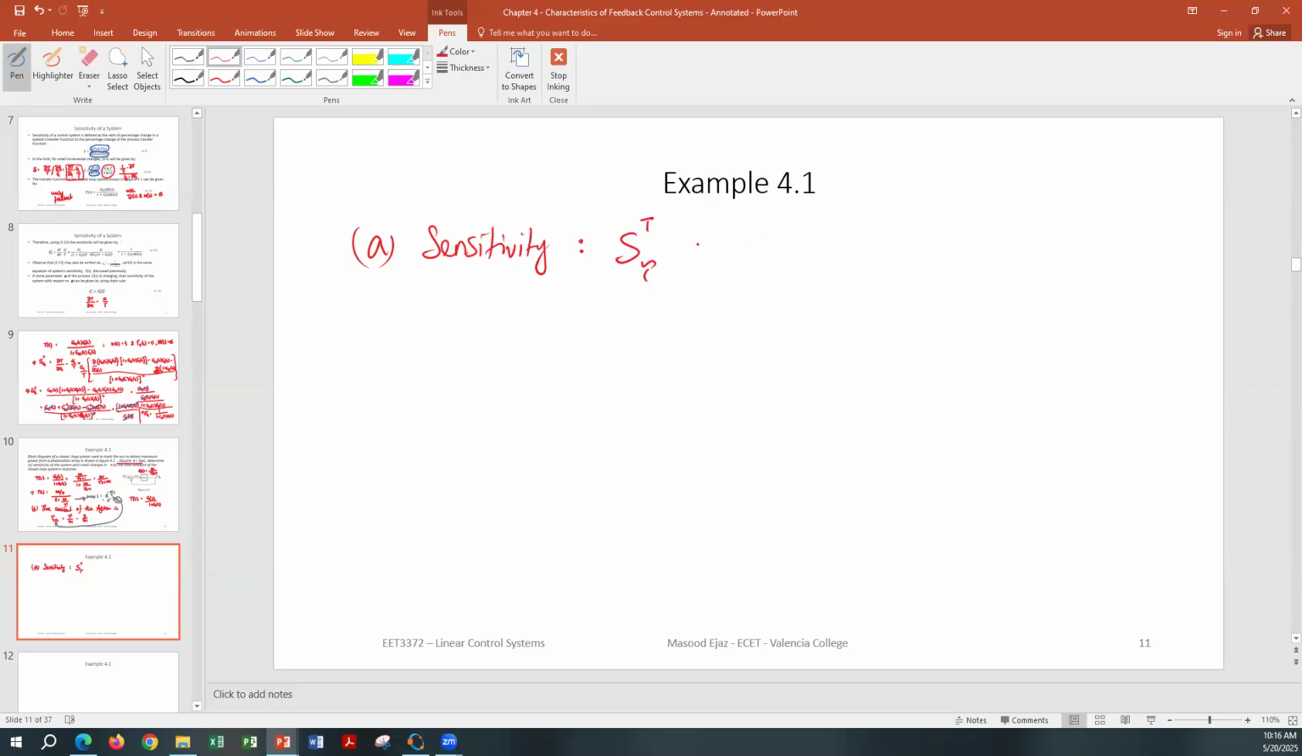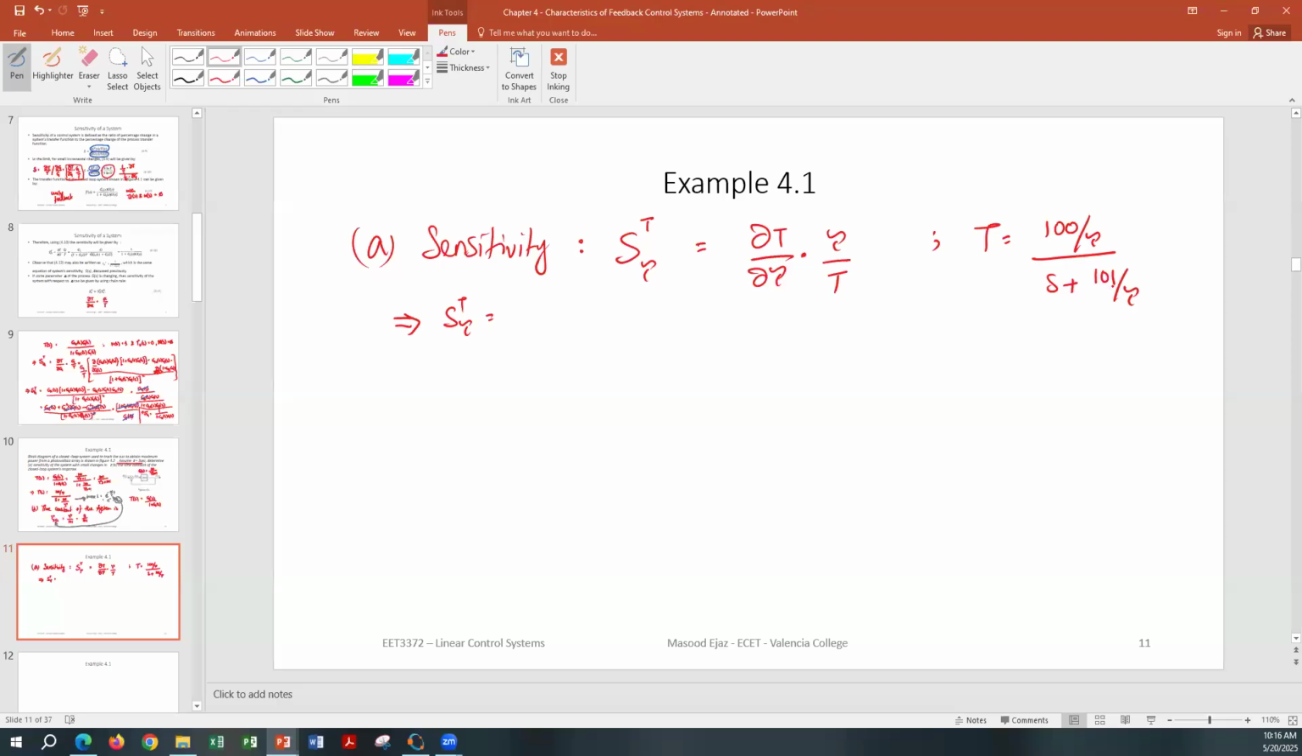So instead of using chain rule, I'm just going to apply dT over d tau times tau over T. All right, dT over d tau, again, remember our transfer function T is 100 over tau divided by s plus 101 over tau. This is our transfer function.